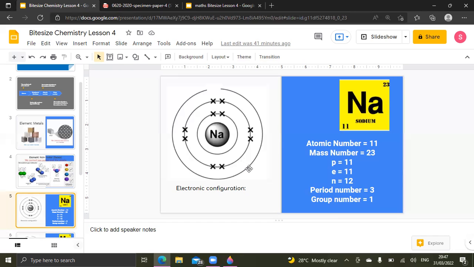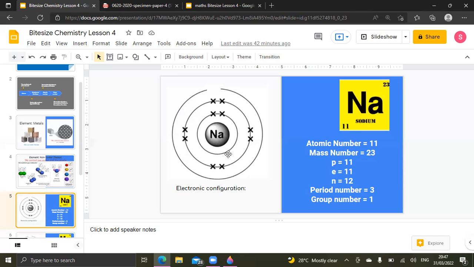Now, I have 11 electrons. How should I arrange my electrons in my orbitals? There is a rule here. Orbital number 1, maximum 2 electrons only. So that's why we have 2 electrons here. What about orbital number 2? Maximum 8. Normally we draw them in pairs. There you go, so 8 electrons.